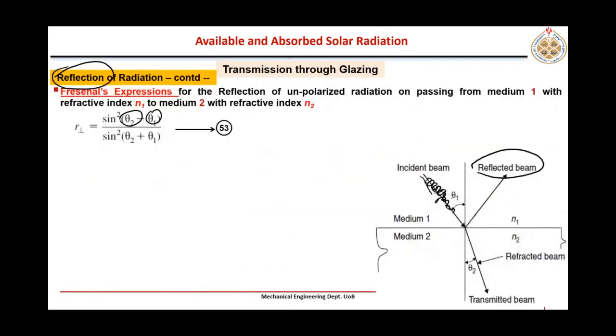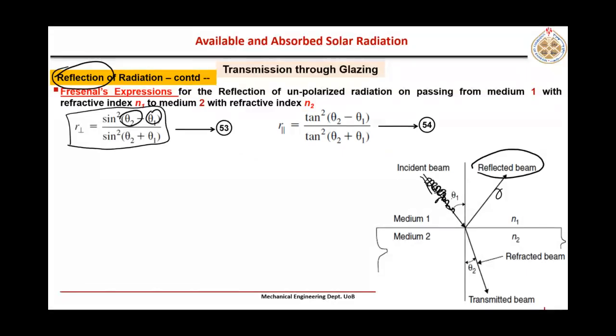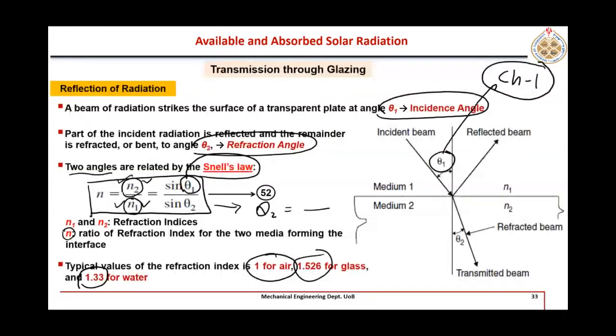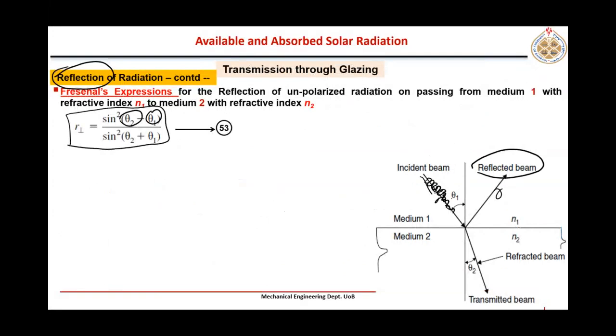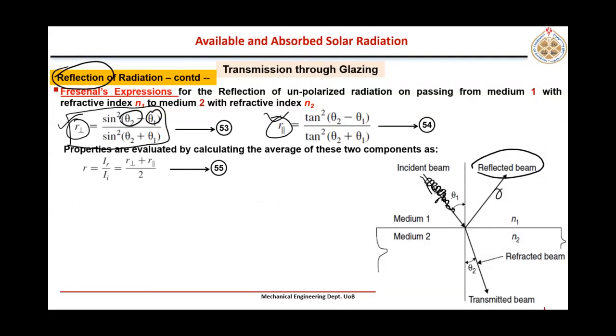So let me go back. Here is the equation to calculate the reflected radiation for the perpendicular part. Similarly, the reflected radiation for the parallel part. If we know theta 1 and theta 2, which we can calculate here, if theta 1 is given, I can calculate theta 2 from equation 52. Once we know theta 1 and theta 2, I can use these two equations to find the reflected radiation. Now, what is the total reflection? It is just considered as the average of these two, right? Just take the average of these two. This will give us the total reflection.